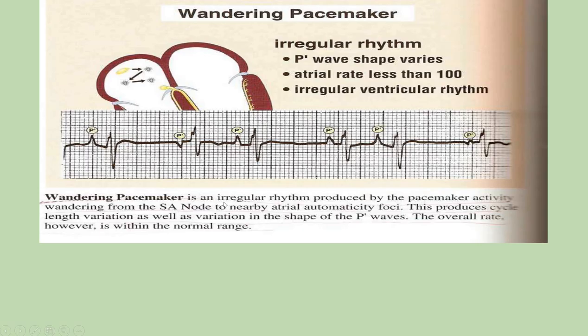So, wandering pacemaker is an irregular rhythm produced by the pacemaker activity wandering from the SA node to nearby atrial automaticity foci. This produces cycle length variation as well as variation in the shape of the P prime waves. The overall rate, however, is within the normal range.